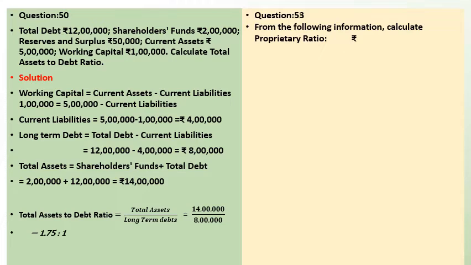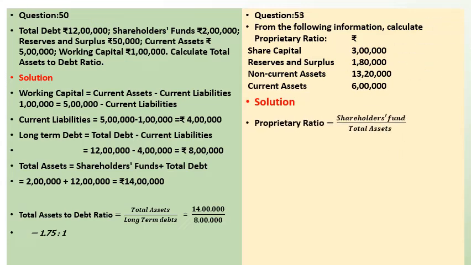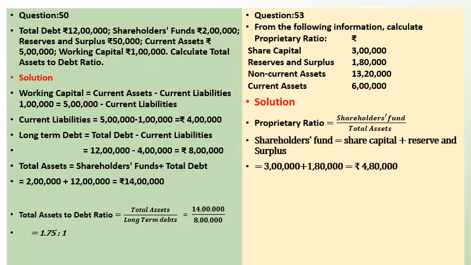Next question, from the following information calculate proprietary ratio. So now proprietary ratio: share capital is given, you have reserve and surplus given, you have current assets given, non-current assets given, and based on that we will calculate the proprietary ratio. Formula is shareholders fund by total assets.